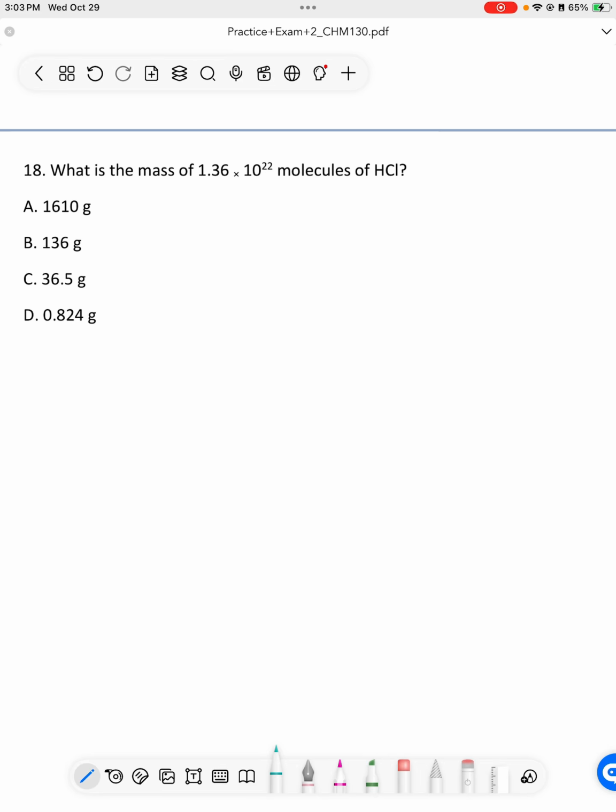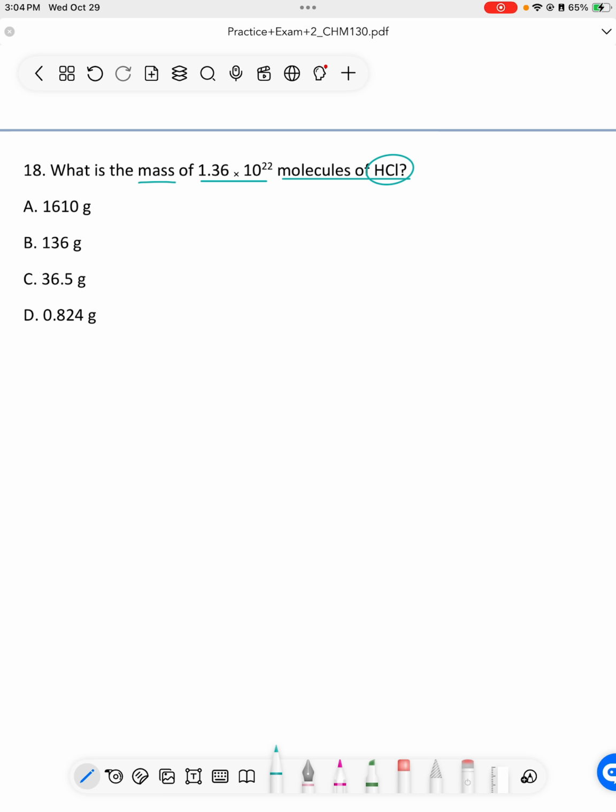Okay, for number 18, we need to find the mass of 1.36 times 10 to the 22 molecules of HCl. And remember when I told you that anytime the problem has molecules or atoms in it, you have to use Avogadro's number. So we need to use Avogadro's number here.